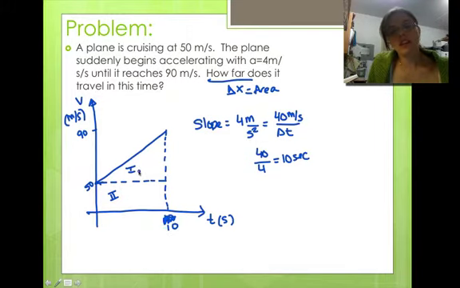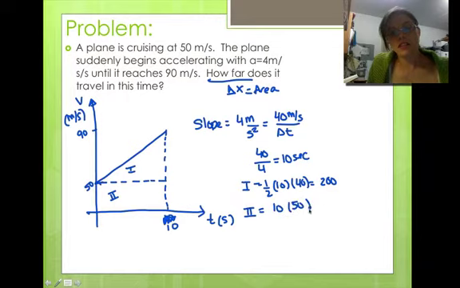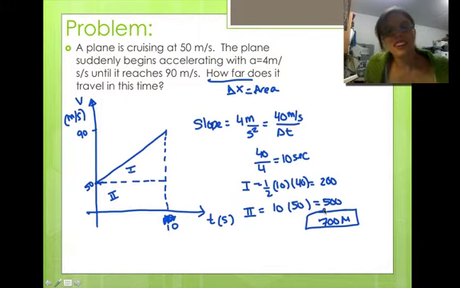Now that we have that, we can solve for area 1 and area 2 and add them up. So just to be complete, let's do this. Area 1 is 1/2 base, which is 10, times the height, which is 40. So that's 200. And area 2 is base, which is 10, times 50, which is 500, and added together, that's 700 meters. Isn't it nice when it all comes out perfect?